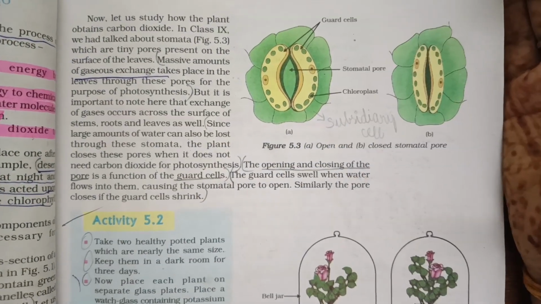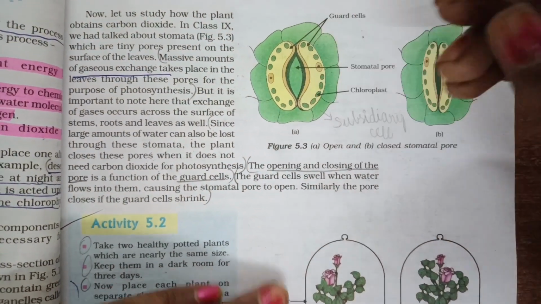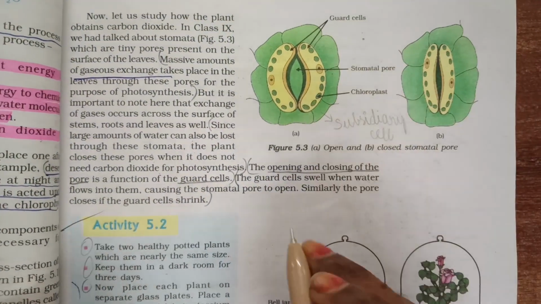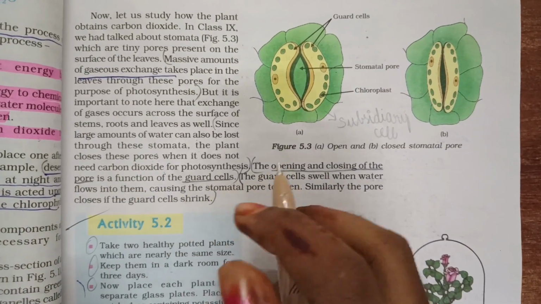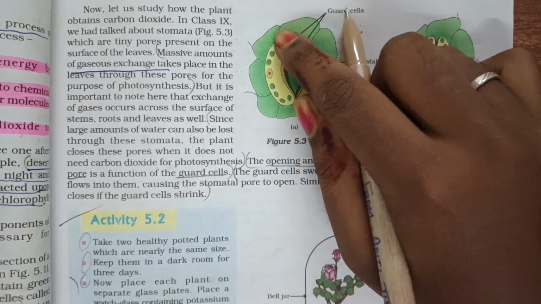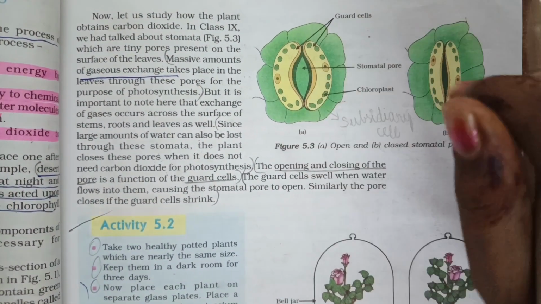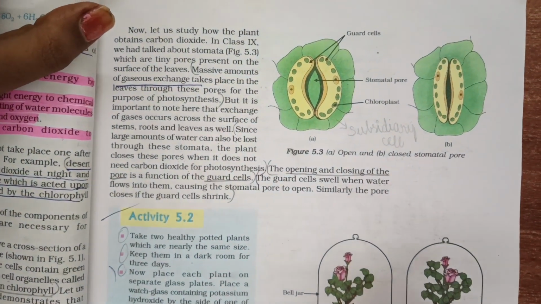To prevent too much loss of water, the plant closes the pore when it does not need carbon dioxide anymore. The opening and closing of the stomatal pore is the function of these two cells called guard cells.